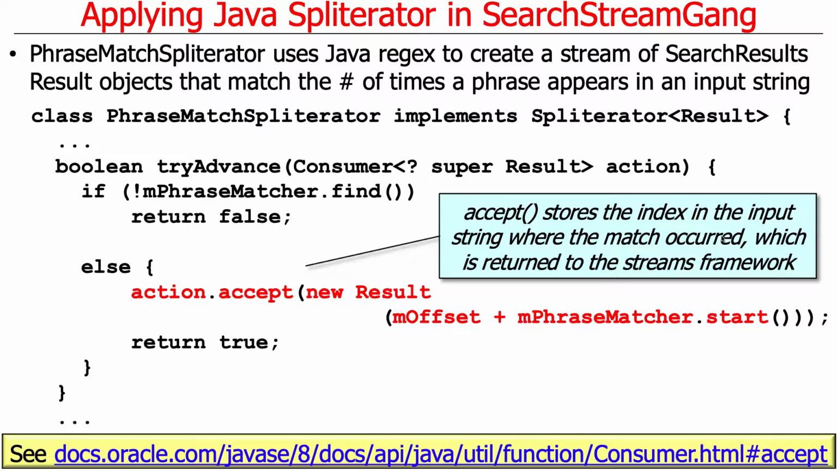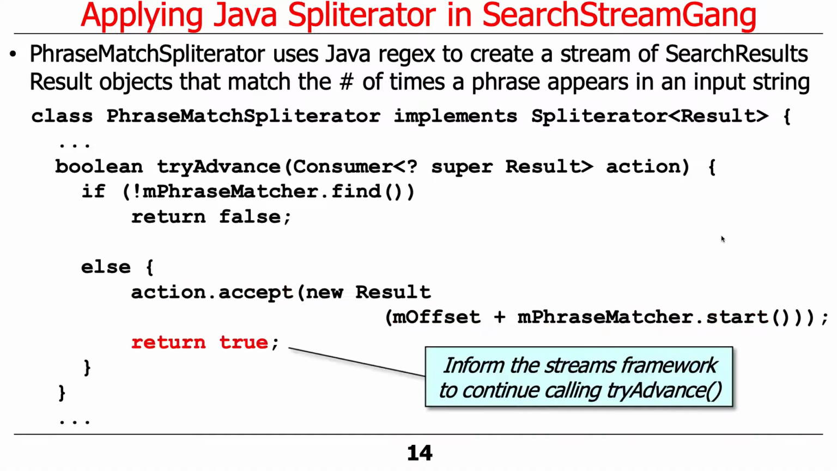And accept is going to make a new result object, and it's going to keep track of where the phrase matched. So PhraseMatcher.start is the index of where the phrase actually matched in the input. So we're going to make a new result object, keeping track of the index where it matched. We're going to store that into the action, and then we're going to return true, and giving true here is an indication to the streams framework, I found a match, do something with it, like create an element that will be part of the stream.